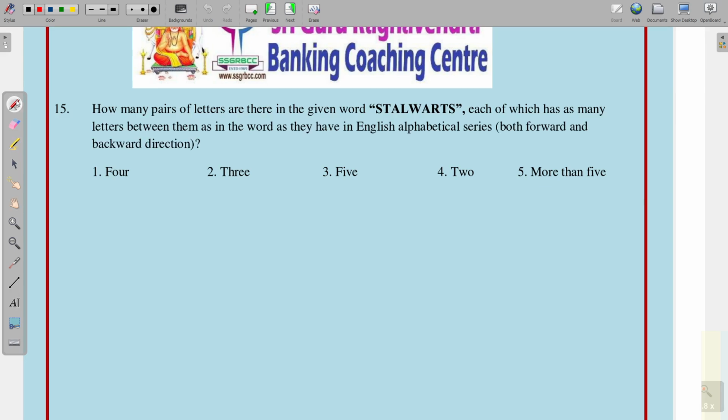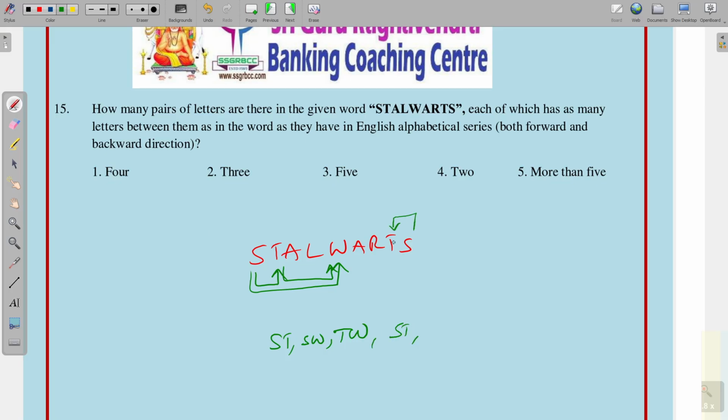How many such pairs of letters are there in the word STALWARTS in the English alphabetical series, in both forward and backward directions? Starting from S, S and T, it is the first pair. U, V, W, S and W. If S and W, T and W also follows. And next A, B, C, D, E, F, G, L, M, N, O, P, Q, W, X, Y, Z, A, B, C, D, R, S, T not follows. So from backward S and T. Next S, T, U, V, W, and also S and W.